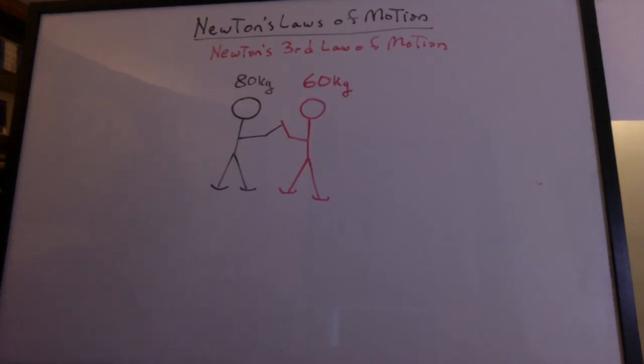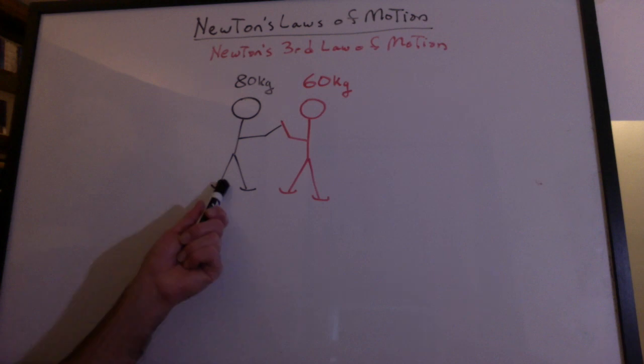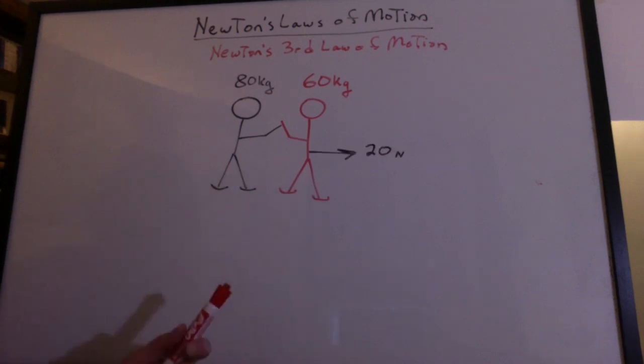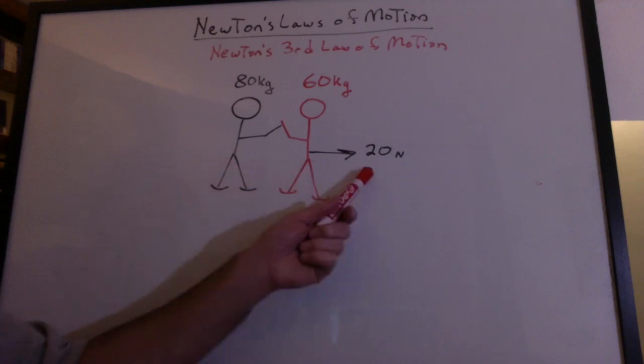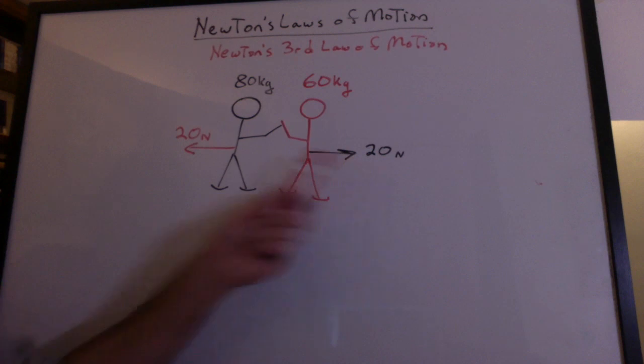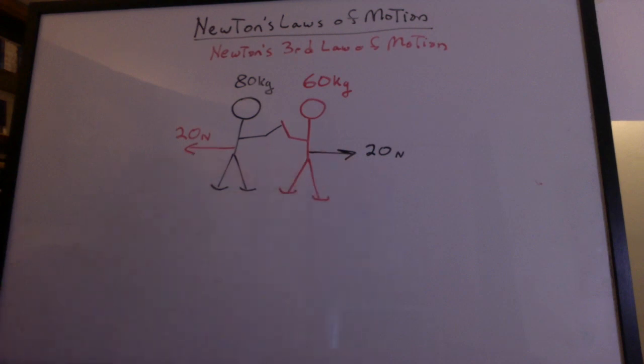Here's a third law of motion classic. Two ice skaters. One pushes, and this guy pushes back automatically. If the guy on the left pushes the one on the right with 20 newtons, the one on the right will push back 20 newtons also. So maybe these forces are the same, but will the accelerations be the same?